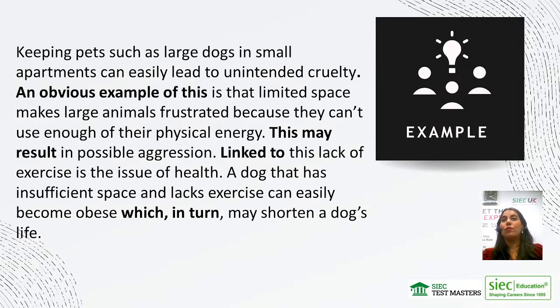Now, if you see, we gave a topic sentence. We gave an example while explaining why and how it becomes cruel and what the consequences of it are. And under which circumstance, taking the example of the dog, we say that if there is insufficient space and there is no exercise for that particular dog, they can become, let's say, obese, they can have health issues, and they might suffer something which is very drastic, right?